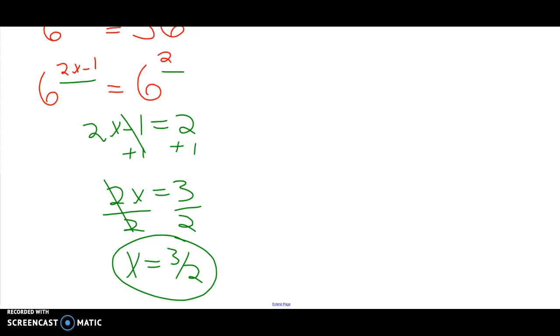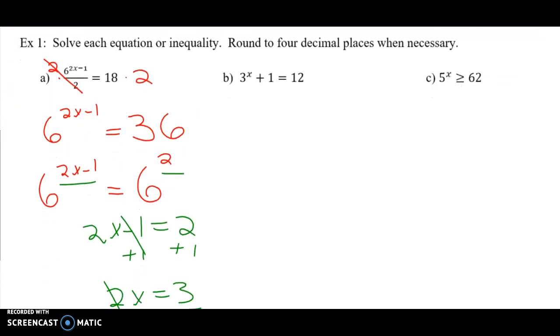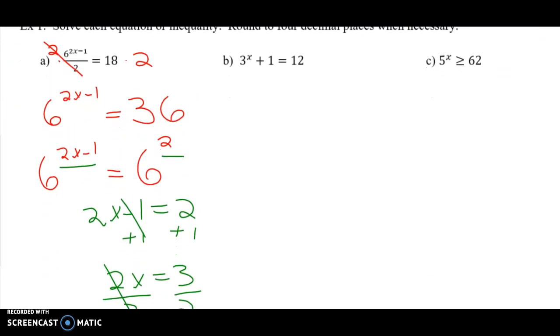Okay, now let's go to example B. First step, always get the exponential isolated by itself. So what do I need to do first? Subtract over the 1. That's never going to change. So we get 3 to the x equals 11. Now, can 11 be rewritten with the smaller base? 3 squared, 3 cubed, 3 to the 4? No. So, we're going to use this property over here.